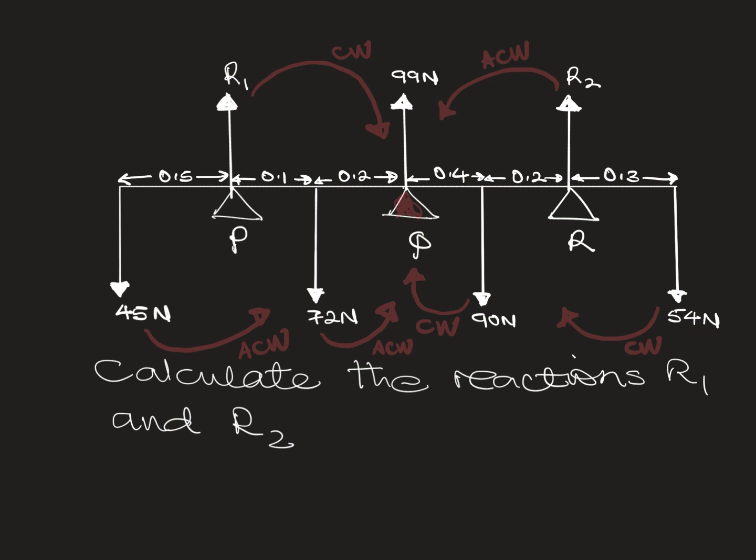Because I am taking moments from pivot Q, the 99 Newton does not have any perpendicular distance from Q, so it means that the moment will be 0.